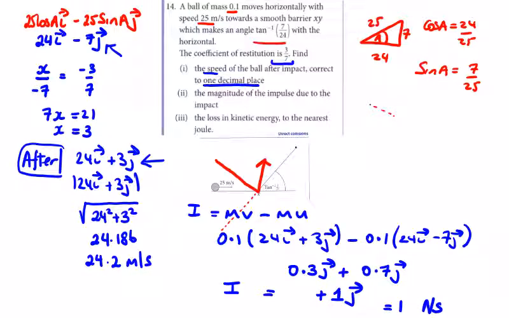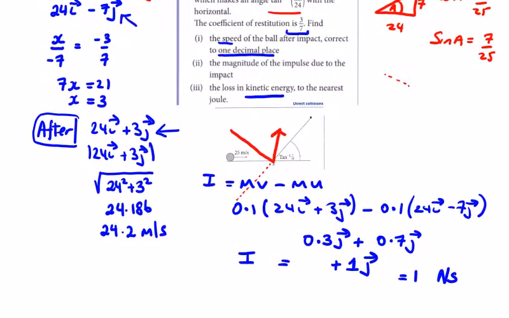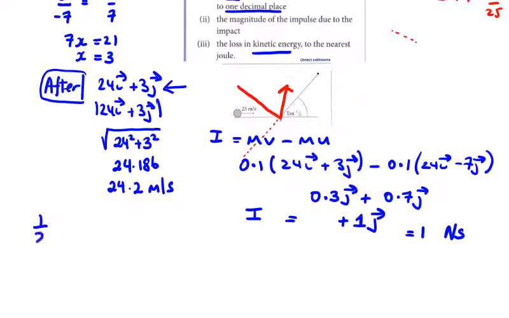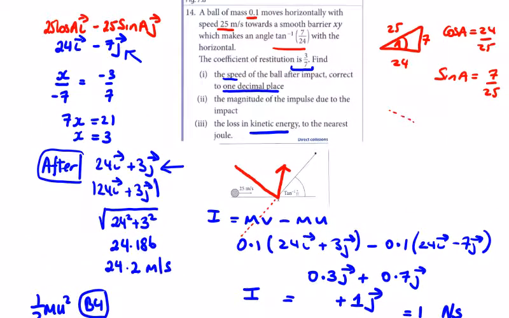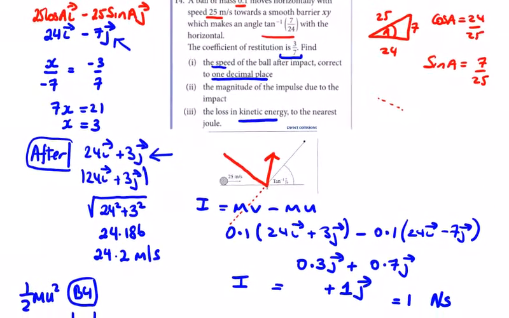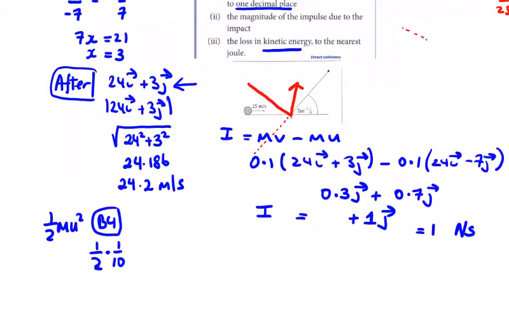And then the loss in kinetic energy to the nearest joule. Okay, so rounding off again, half mu squared for kinetic energy. Before, 1/2, the mass is 0.1, 1/10, and the speed before was this 24 and 7, so we're going to get 25. We can see there, we were told it anyway, 25 squared, which is 625 divided by 20.